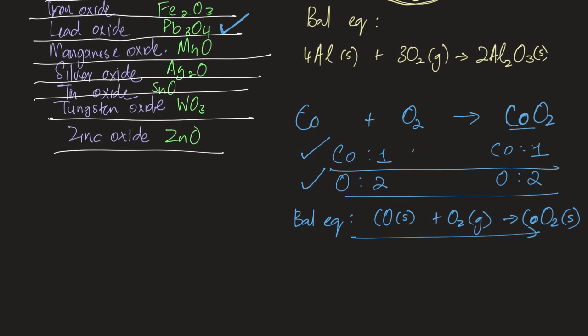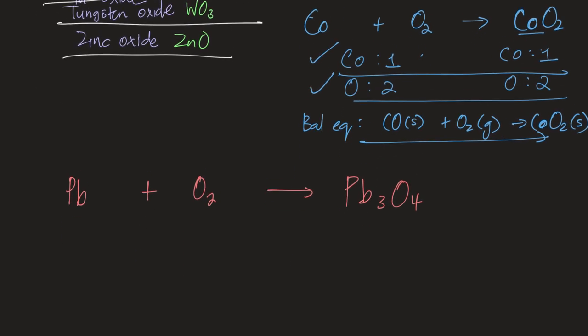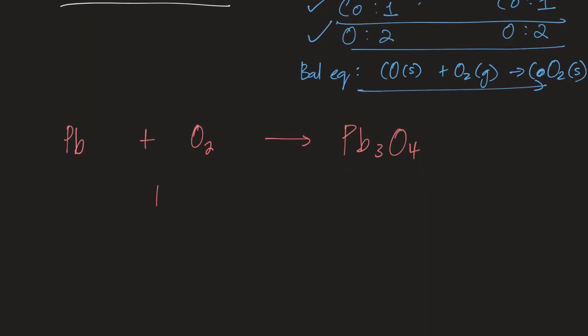Lead symbol is Pb. So I'm going to say Pb, lead, plus O2, oxygen, gives me Pb3O4. All right, now I've got that set up. Let's have a look. Pb and O, and Pb and O. Lead on the left I've got 1, oxygen I've got 2. Lead on the right I've got 3, oxygen I've got 4. All right, let's start balancing this out.